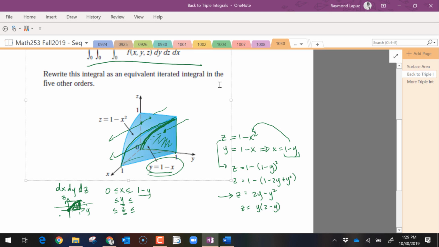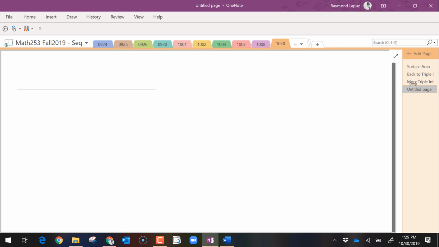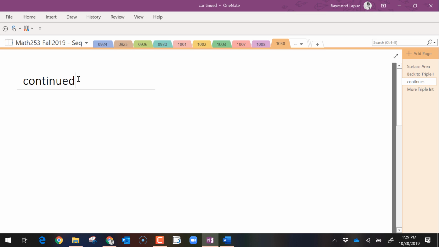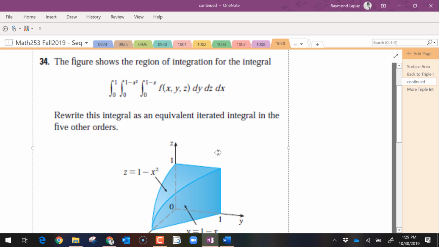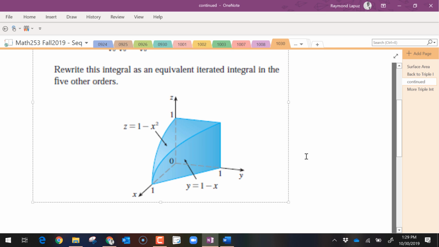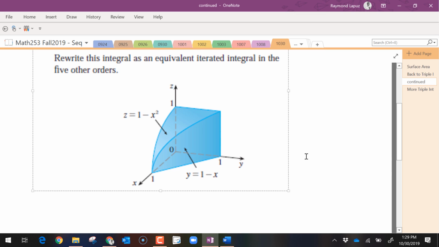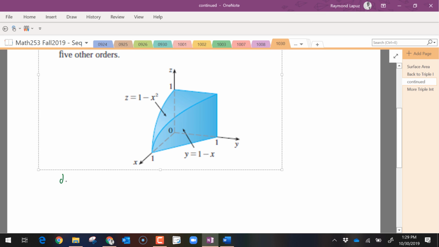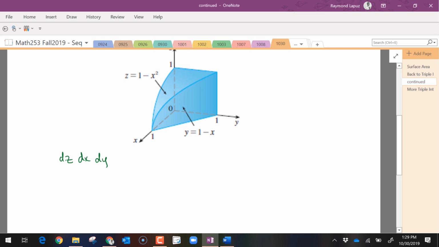All right, let's take the same problem here. Just going to copy it on the next page. Let me actually look at it first and see which one would be easier. I think dz first wouldn't be too bad. Let's try to do a dz and then dx dy. Okay, so let's try that.